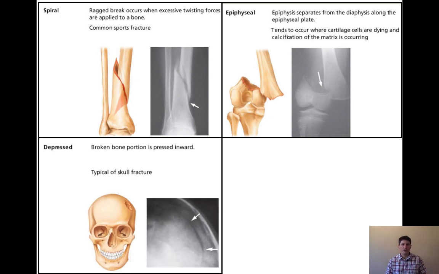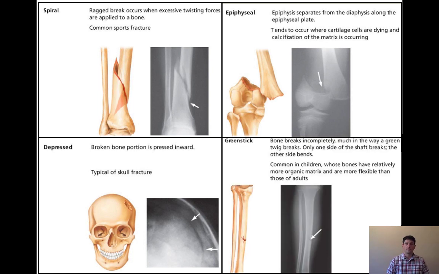A depression fracture is when a broken bone is pressed inwards. So a lot of times we see this in skull fractures where we're in a car accident or get hit in the head with some kind of object or a bat or something falls on someone's head.